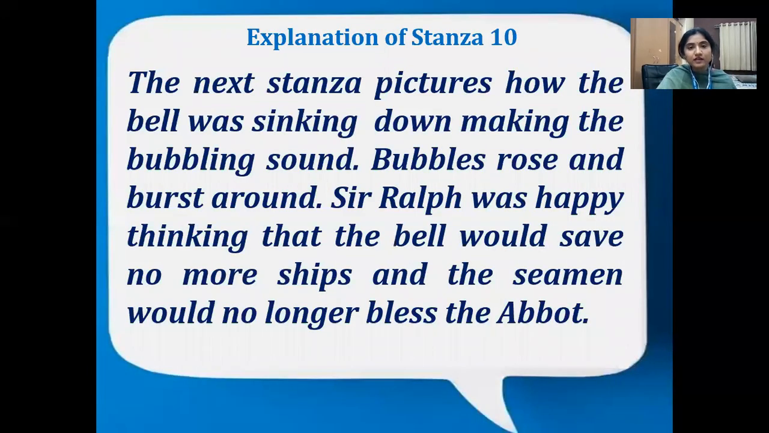The next stanza pictures how the bell was sinking down, making the bubbling sound. Bubbles rose and burst around. Sir Ralph was happy, thinking that the bell would save no more ships and the seamen would no longer bless the abbot.